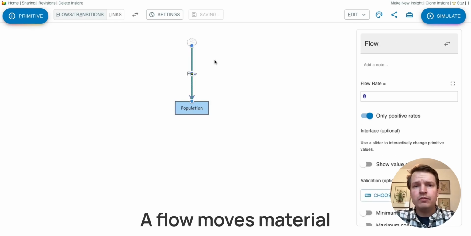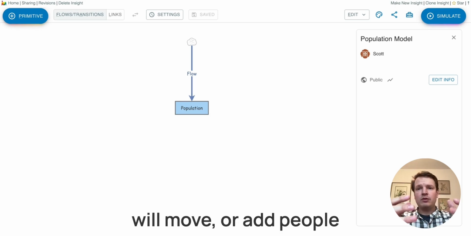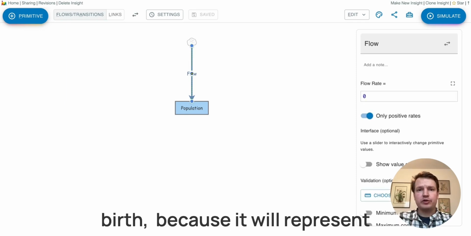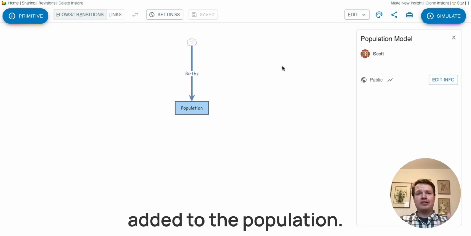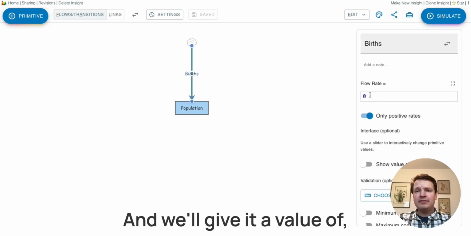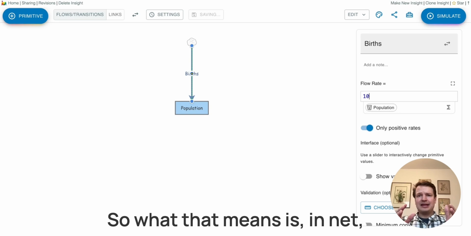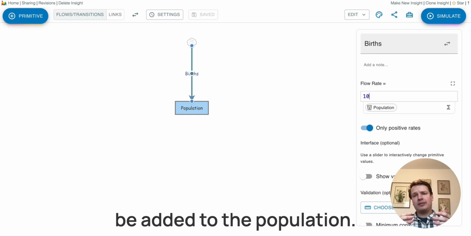A flow moves material between stocks. So in this case, the flow will move or add people to our population. We're going to call this flow births because it will represent the net births of people added to the population. And we'll give it a value of, let's say, in this case, 10. So what that means is in net, every year, 10 new people will be added to the population.